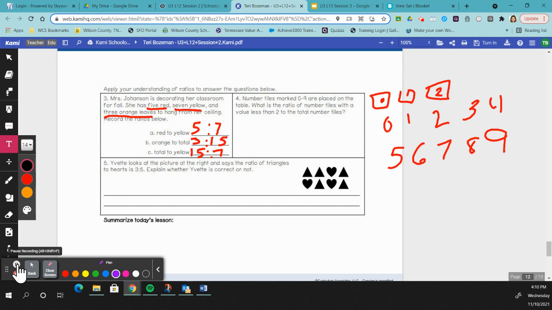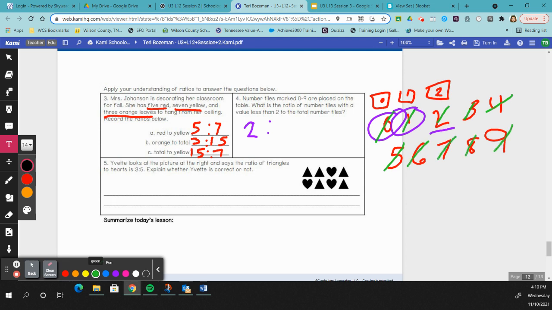So when we're looking at this, we could say, okay, 0 is less than 2. 1 is less than 2. 2 is not less than 2. It's equal to 2. So we have 2 tiles that are less than 2 being compared to the total number of tiles. So if I count these up, there's 1, 2, 3, 4, 5, 6, 7, 8, 9, 10 tiles. And there's 10 because, yes, there's 1 through 9, but we have to include the 0. So there are 10 tiles total.